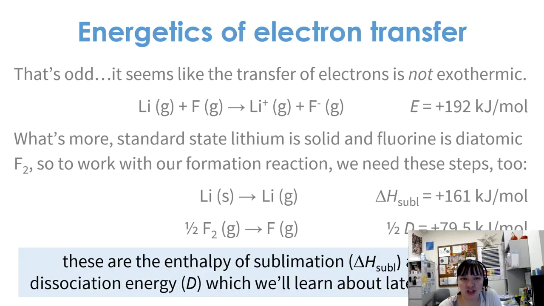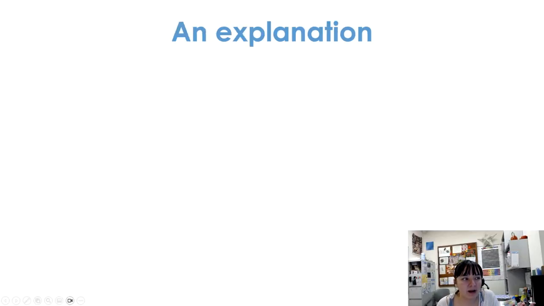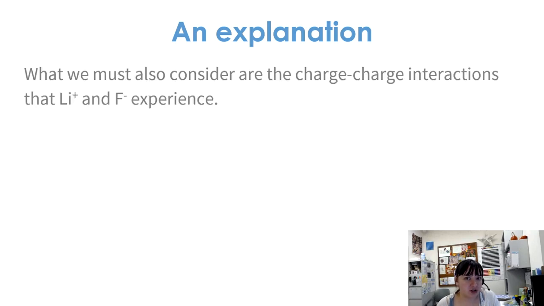Now it seems like things are just getting even less exothermic. And so I'm like, how is this formation of lithium fluoride supposed to be exothermic if these individual steps are not? The reasoning behind this, the big explanation here, is all about these charge-charge interactions when a lithium ion and a fluoride ion actually meet. Those positive and negative ions are super attracted to each other, and so they are going to start pairing up.